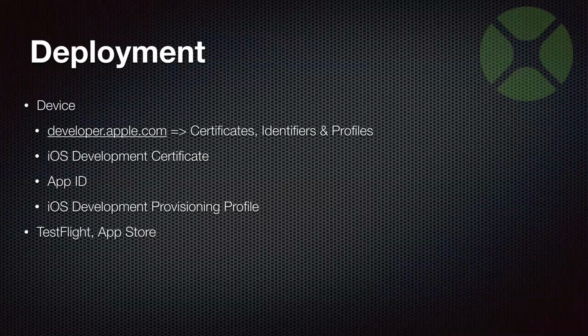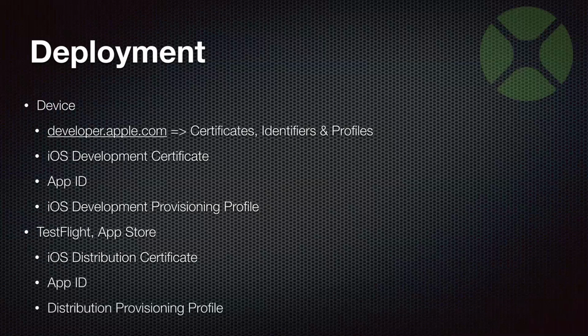When you're deploying to TestFlight or the App Store, it's pretty similar. It's just you need different things. So instead of the development certificate, you need the distribution certificate. You'd still use the same app ID that you created, but instead of a development provisioning profile, you need a distribution provisioning profile. And that doesn't have to include devices, of course, because it's going to be uploaded and will work on any device. But on a high level, the processes are very similar.